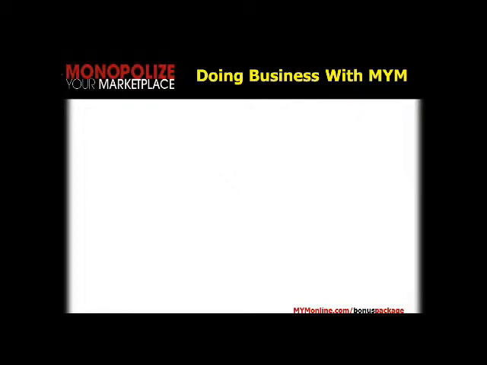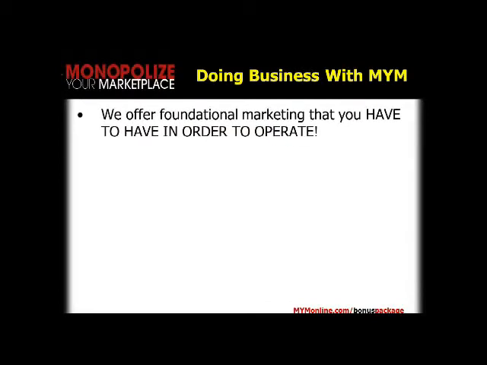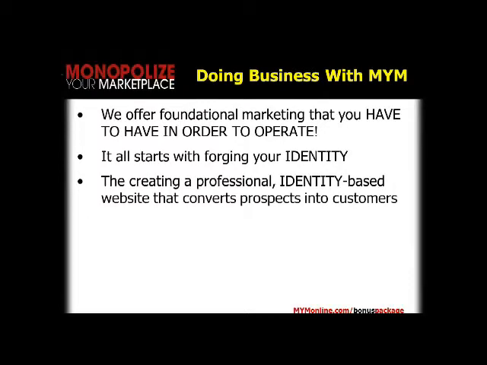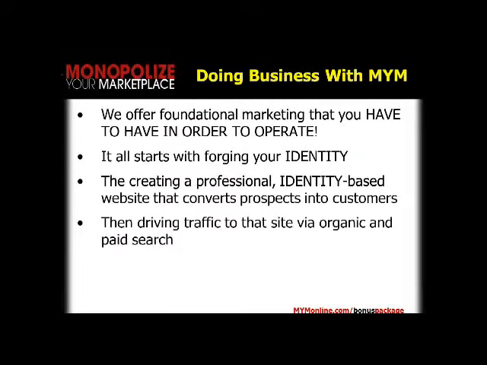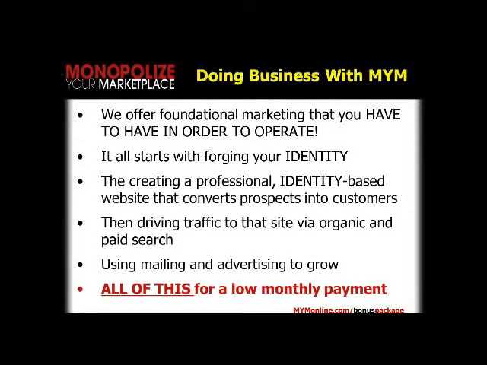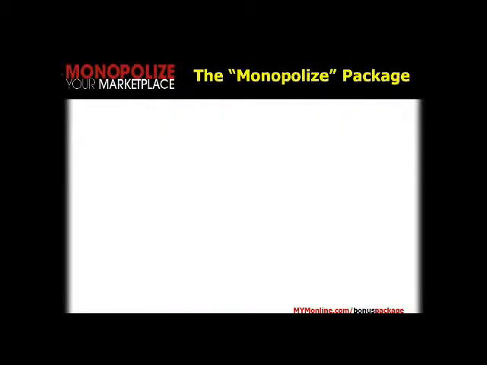I want to just briefly go over with you how you can do business with MYM. We offer foundational marketing that you have to have in order to operate. It starts with your identity, like I talked about at the beginning of this webinar. Then create a professional identity-based website that converts prospects into customers. We do that. Then driving traffic to that site via organic and paid search like we've talked about today. Using mailing and advertising to grow after that. All of this is available through our packages for a low monthly payment.